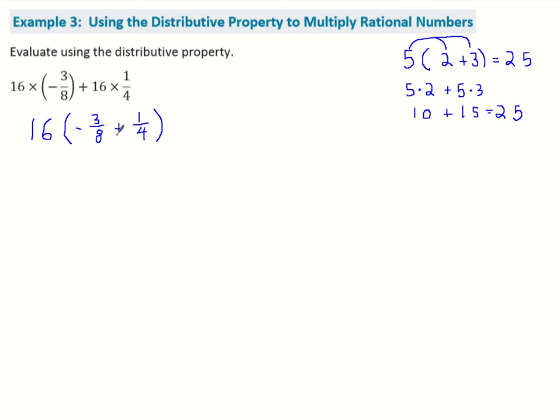So I have negative 3/8 plus 1/4. If I were to make them have a common denominator and add them together, I would have negative 1/8. And now I'm only going to have to do multiplication with a fraction once. So I'm going to have 16 times negative 1/8, which will be negative 16/8, or negative 2. There's my answer here.